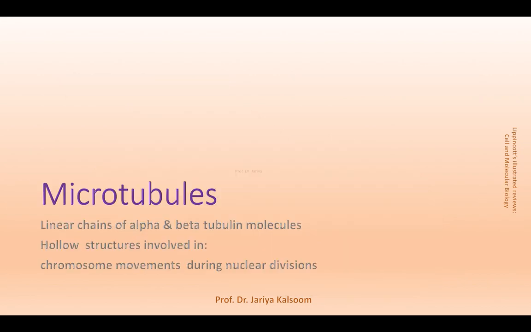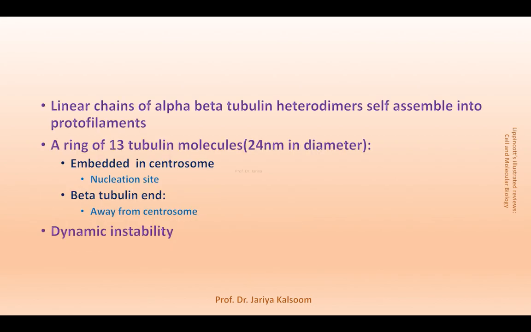Now coming to the third type of filaments, which are the microtubules. Linear chains of alpha and beta tubulin heterodimers self-assemble into protofilaments. A ring of 13 tubulin molecules embedded in the centrosome forms the nucleation site onto which microtubules are built. The beta tubulin end appears to be oriented away from the centrosome.